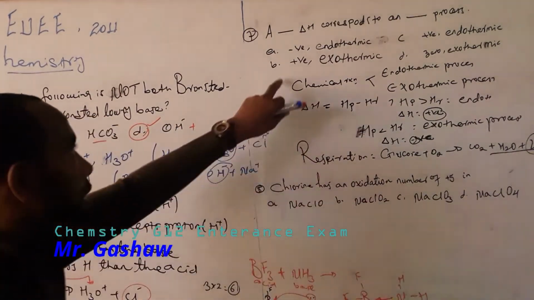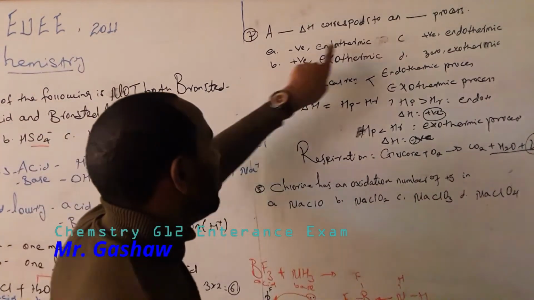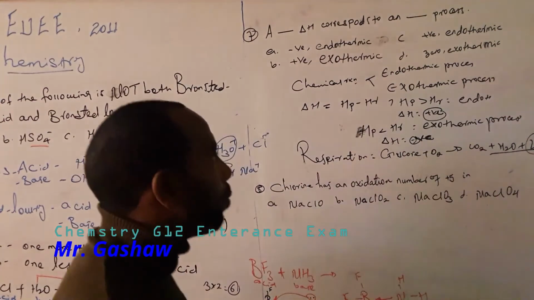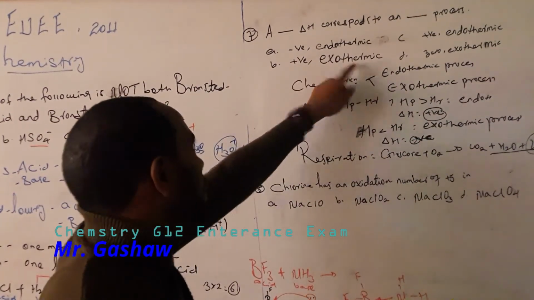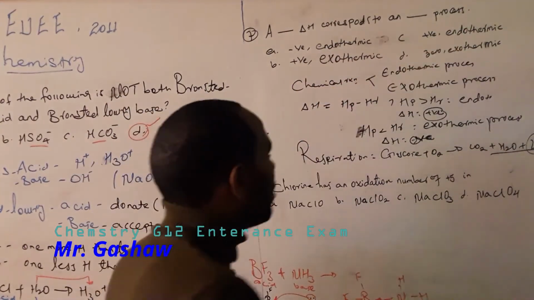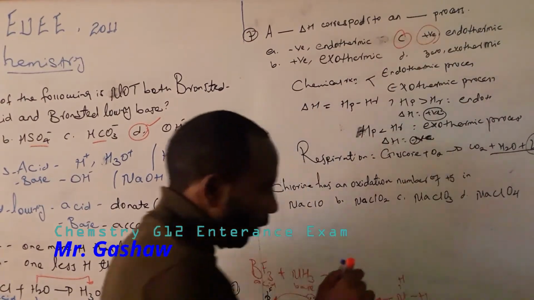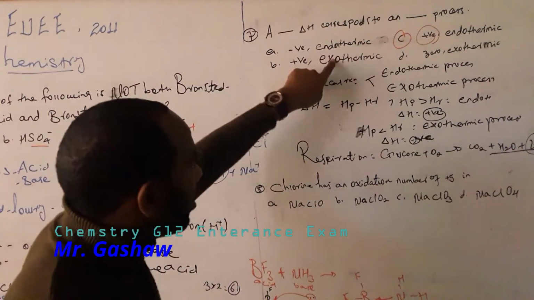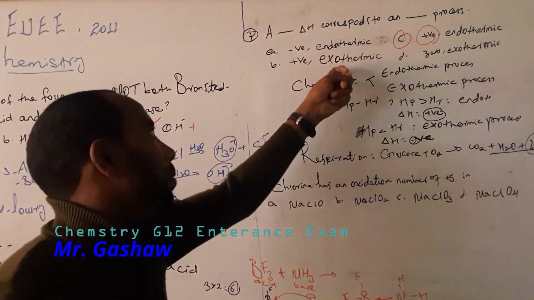At this time change in enthalpy is negative. So from this, the option saying negative is endothermic is false. If negative, it is an exothermic process. The option saying positive is exothermic is also false. If positive, it is an endothermic process. Positive endothermic is correct: it means absorption of energy, or the flow of heat is from the surrounding to the system. If exothermic, heat flows from the system to the surrounding.